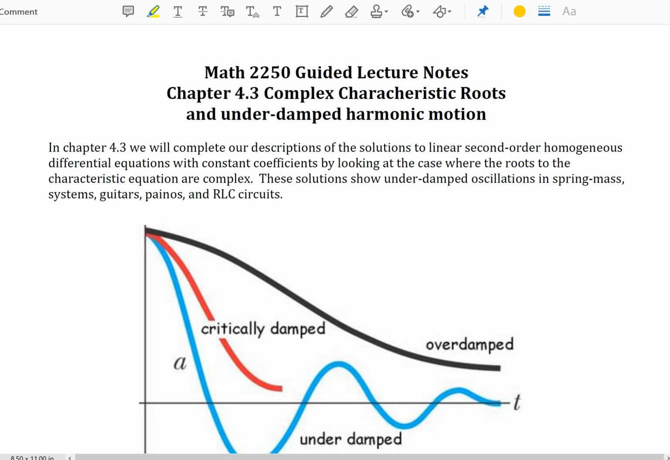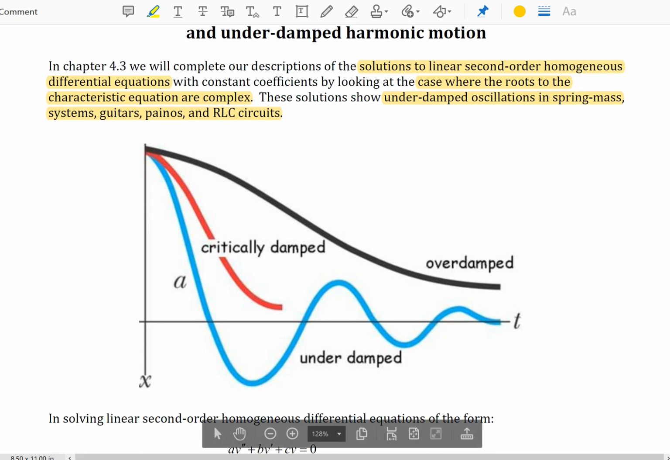In Chapter 4.3, we will complete our descriptions of the solutions to linear second-order homogeneous differential equations with constant coefficients by looking at the case where the roots to the characteristic equation are complex. These solutions show underdamped oscillations in spring mass systems, guitars, pianos, and RLC circuits. Graphically, we can see that underdamped motion shows oscillations around your equilibrium point with a decaying amplitude.